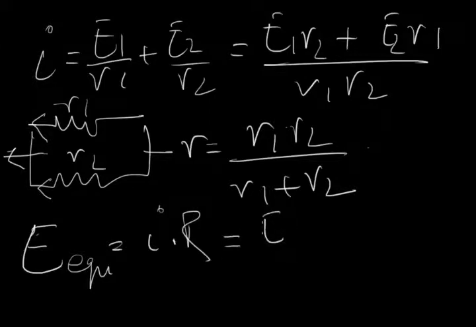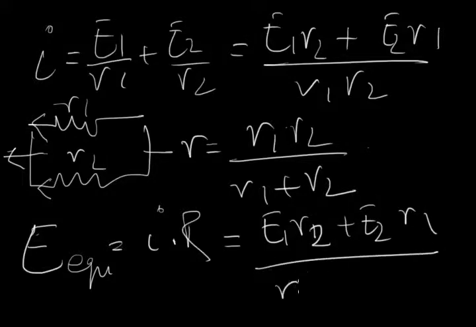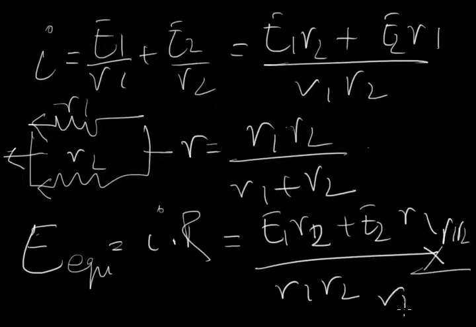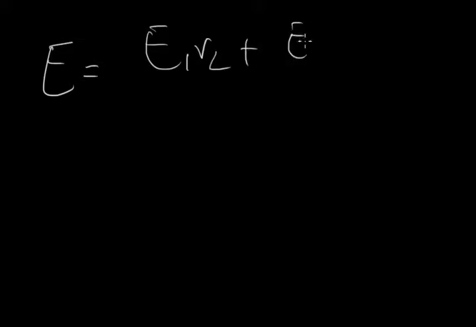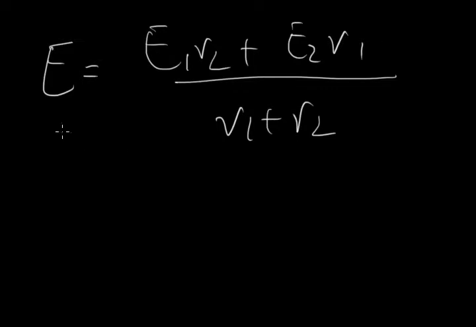Now the current is E1 R2 plus E2 R1 divided by R1 R2, into the resistance, which means R1 R2 divided by R1 plus R2. So what I get here ultimately is this kind of a value, where we have E1 R2 plus E2 R1 divided by R1 plus R2. So that is the EMF of the cells when we have them in parallel.